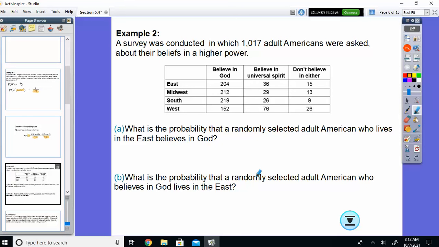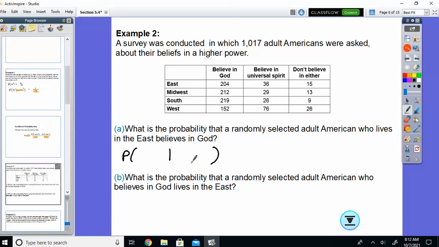So a survey was conducted in which 1,017 adult Americans were asked about their beliefs in a higher power. And so they broke it up into the belief and the region of the U.S. So part A, what is the probability that a randomly selected adult American who lives in the East believes in God? So when you do this, you have to think about your condition.